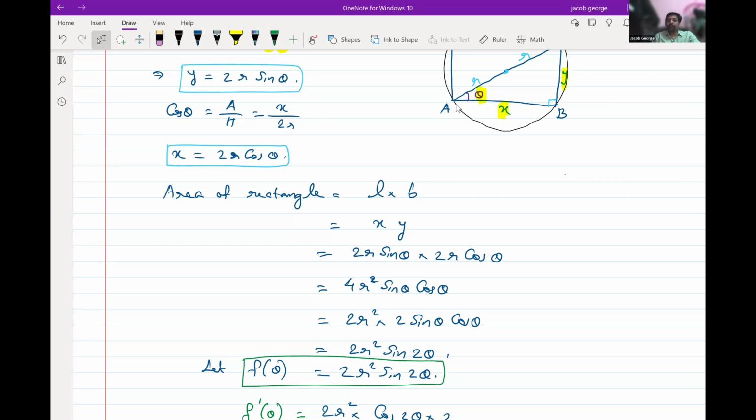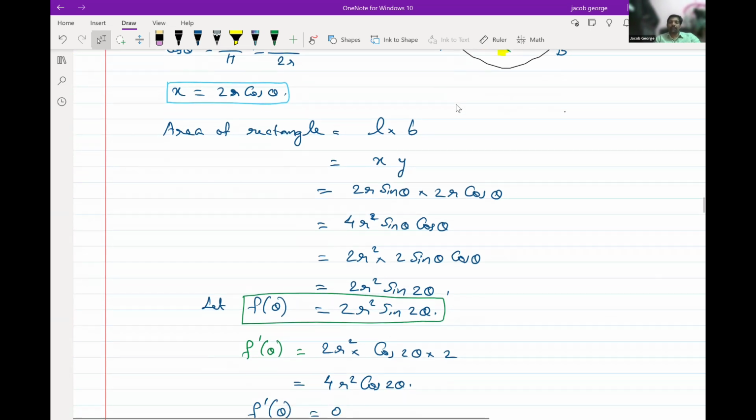This one is in terms of only one variable, theta. R is a constant. So there is only one variable, that is theta. So we name this function as f of theta. We always name the function in terms of the variable, f of x or f of theta, whatever it is. Here it is f of theta. Clear? Then we get f dash theta.